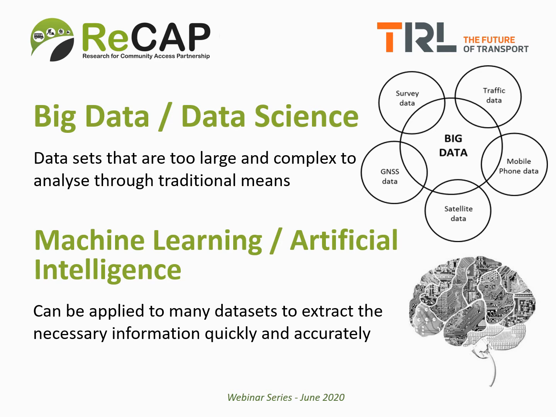Machine learning is a field of computer science that provides computers with the ability to learn without being explicitly programmed. There's potential for big data and machine learning to work together to provide accurate and rapid information on road networks and transport movements.